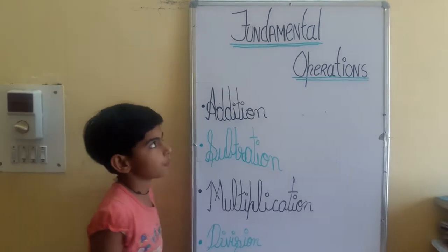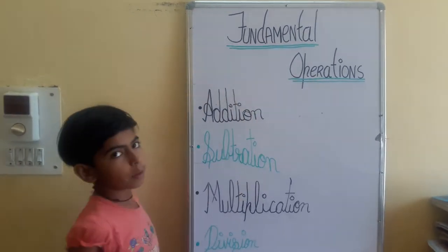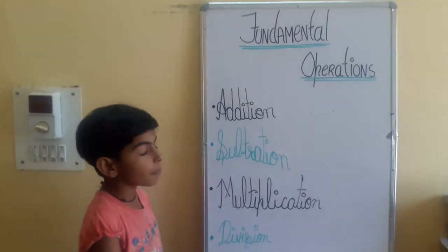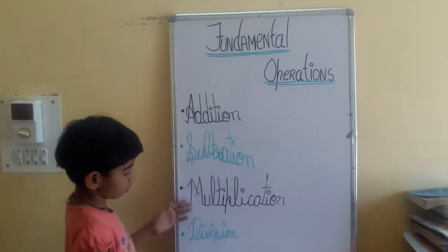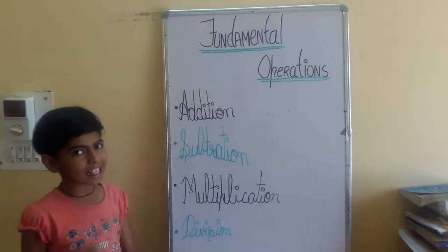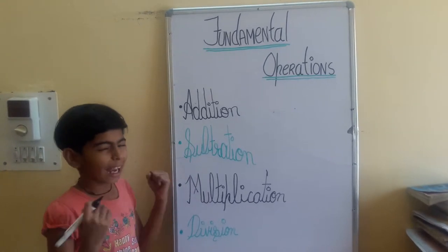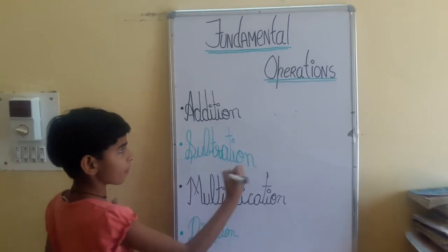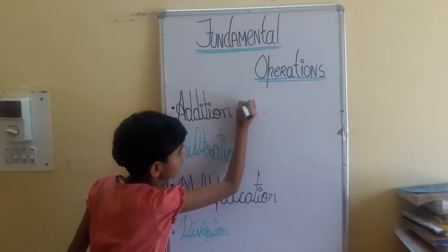Amrita to cover the chapter Fundamental Operations of Number. What are fundamental operations? Fundamental operations are addition, subtraction, multiplication, division. What is addition? Addition means plus, and the symbol of addition is this.